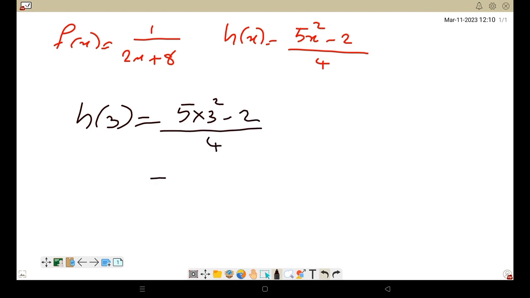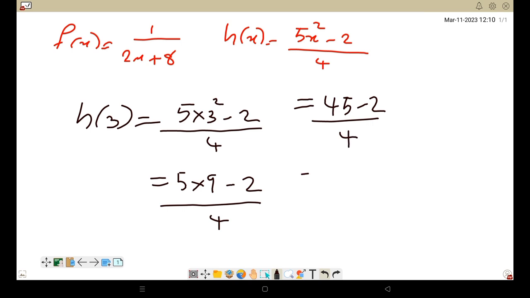h of 3, we need to find h of 3. So that is 5 times 3 square minus 2, divided by 4. 5 times 3 square, that is 9, minus 2 divided by 4. 5 times 9 is 45, right? 45 minus 2 divided by 4 is 43 divided by 4. Then you can simplify it using the calculator. Okay.